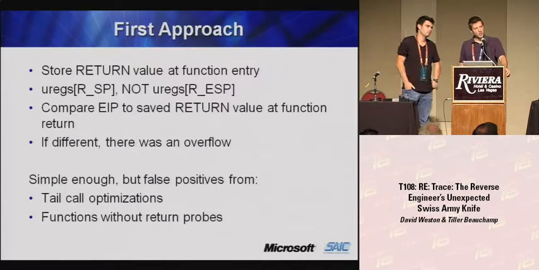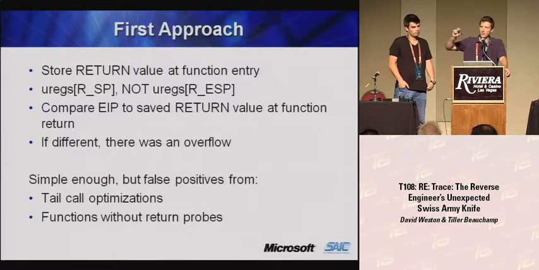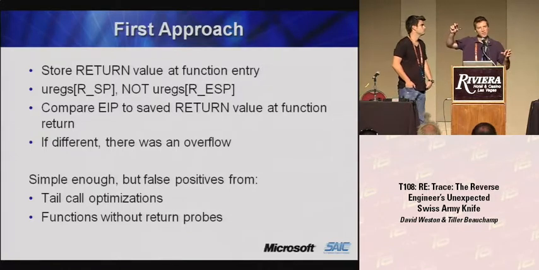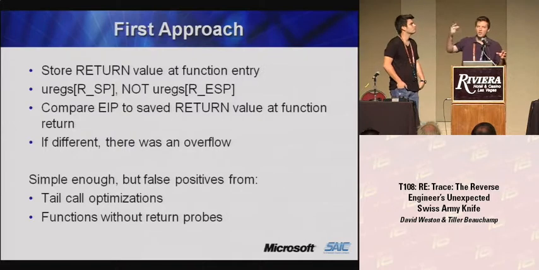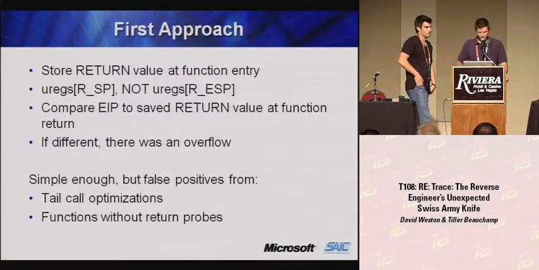So our approach here is to, at function entry, record what the return address is on the stack, and on function return, check what EIP is. Is our next instruction equal to that return? It should be. If it's not, we know something went wrong, right? There's some sort of overflow that corrupted the return address.